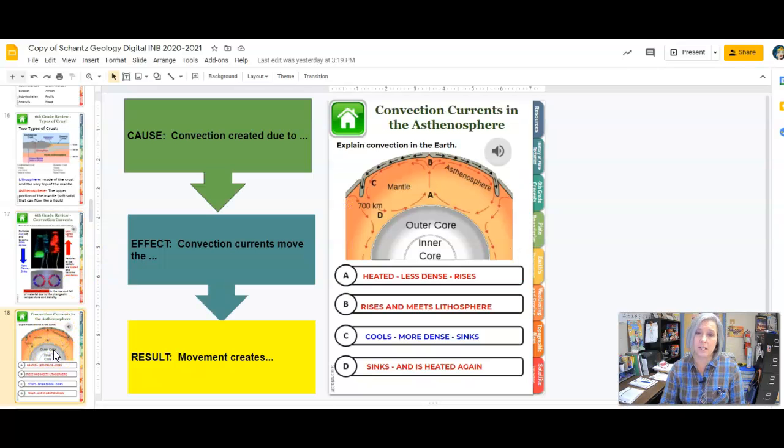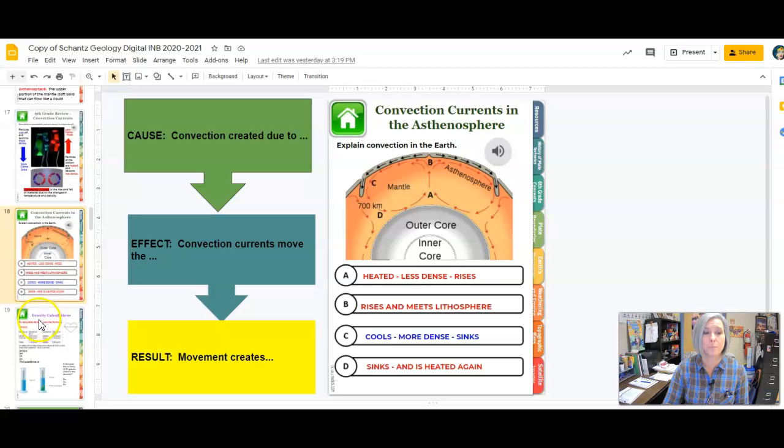And then you're going to get to slide 18. We're going to take what we just talked about with convection currents and apply it to what's happening inside the Earth. So there's an explanation here as to how the convection current works in the asthenosphere. Please answer the cause, effect, and result statements once you've studied that.